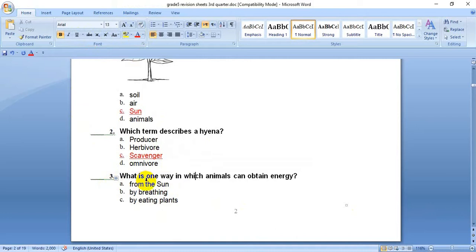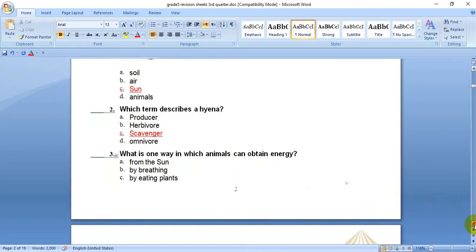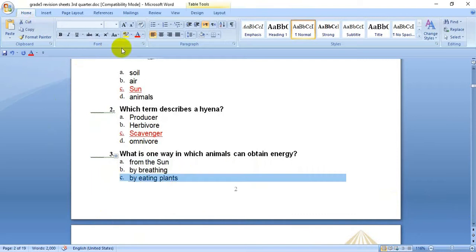Question 3. What is one way in which animals can obtain energy? How do animals get energy? From the sun? No, because they are consumers, not producers. By breathing air? Air doesn't give us energy. By eating plants, this is a kind of food, so the answer will be letter C, by eating plants.